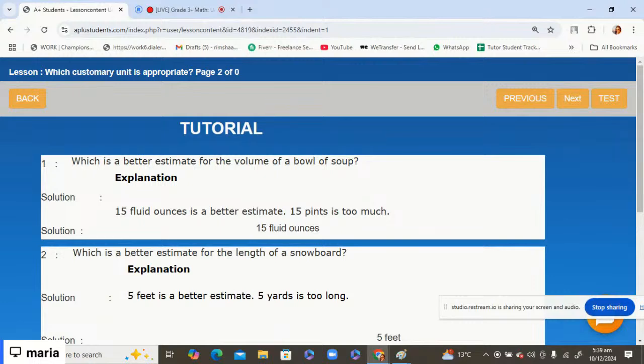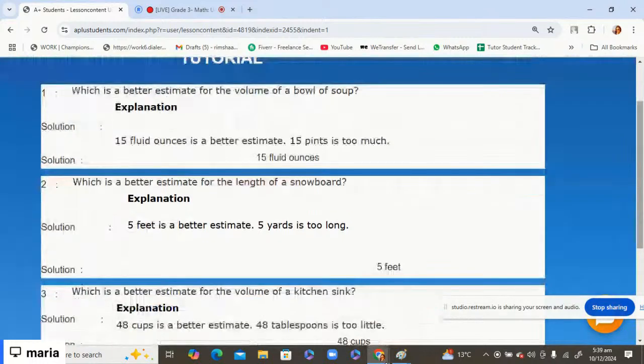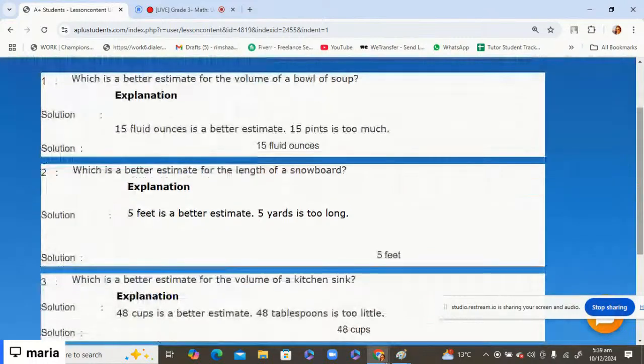Then for the length, look here. Now it's involving length; the previous things are also involved with it. What is the better estimate for the length? As we know, length is measured in yards and in feet. The yard is too long and the foot is smaller. A snowboard is not that long, so it's not in yards. Yards are used for a very long length. So here we are using just feet.